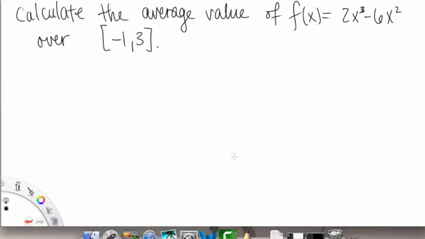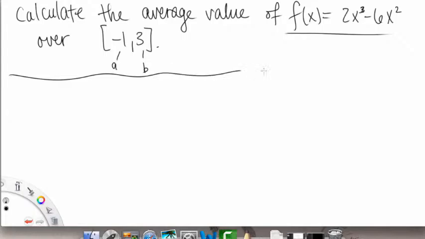Alright, for this problem we're simply asked to calculate the average value of f(x) = 2x³ − 6x² over [−1, 3]. So let's identify: here's our function, and here's our interval, so a is equal to −1, and b is equal to positive 3.